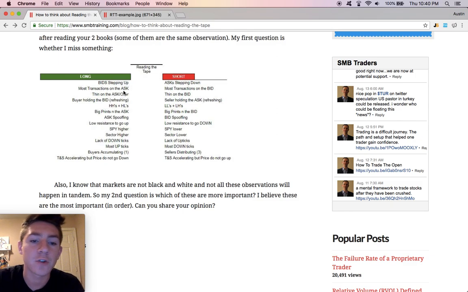Most transactions are on the ask. What does that mean? It means that people are buying from the sellers. They can't get enough of these shares. Think about supply and demand. The demand is there from the buyers, so they will buy it from whoever they can get it from, because that's how much they want to buy, which means they're buying straight from the ask, straight from the ask.